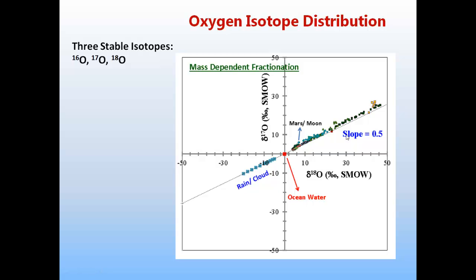The isotopic distribution over the slope 1/2 line is normal and expected, and called mass-dependent fractionation. In this plot, the ocean water is at 0, 0. Rain and clouds are here, negative. Rocks are here, but all are over a slope 1/2 line. You see, Mars and Moon are again here over the slope 1/2 line. So this is the beauty of oxygen isotopes. Everything lies so nicely in a known physics.